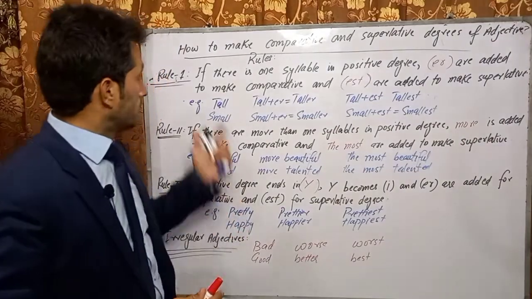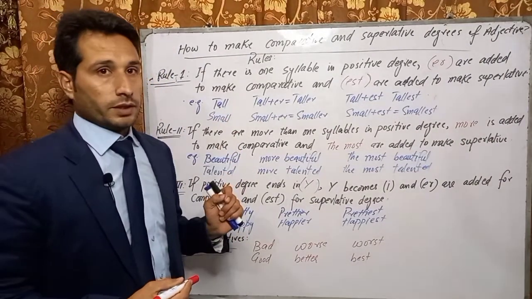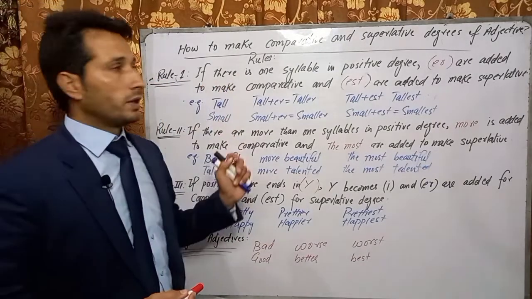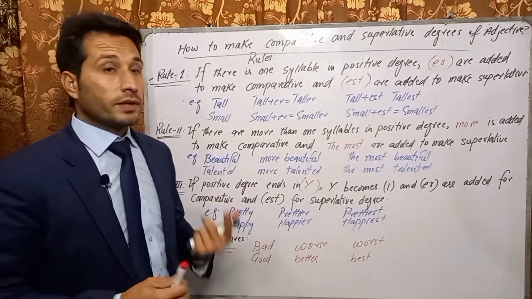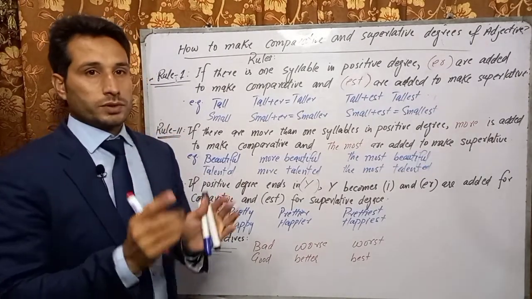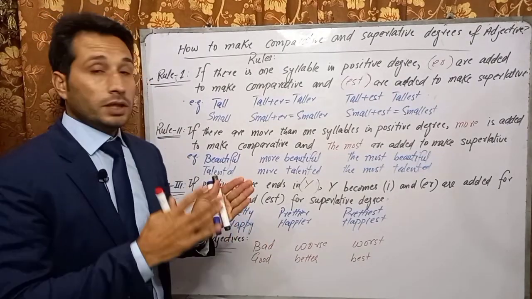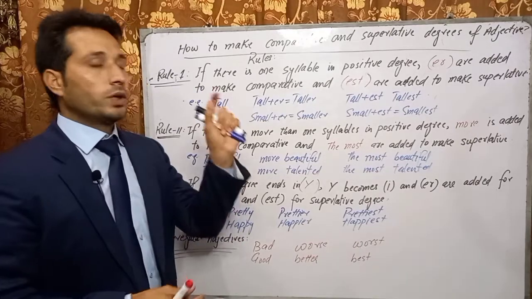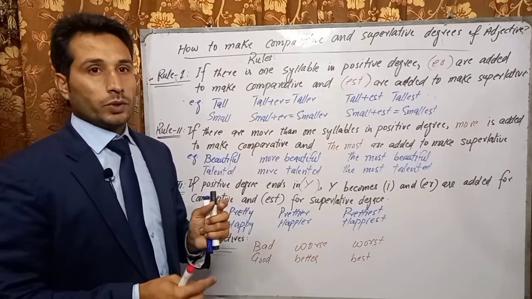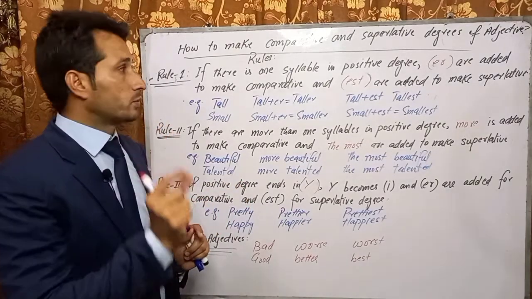Welcome back. Now let's talk about the rules for making comparative and superlative degrees. First, we have the rule if there is one syllable in positive degree. Now what is a syllable? A syllable is actually a single group of sounds in a word. For example, we can divide a word into different groups of sounds, and one group is called a syllable. For example, beautiful. We have three groups here: beau-ti-ful. That one group is called a syllable.